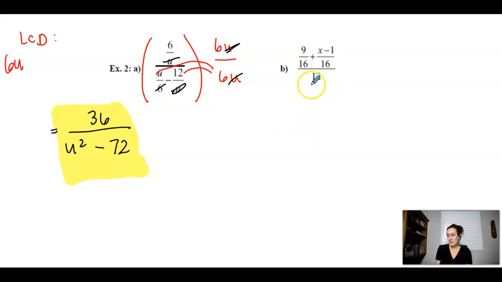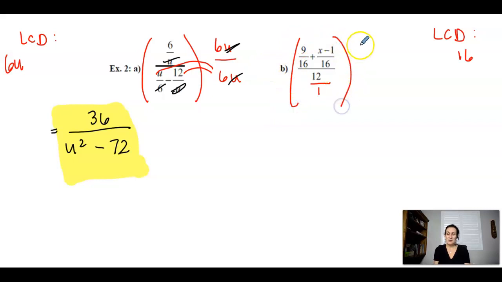Example 2b, we have 16 on the bottom. And be careful because this is really 12 over 1. So for the LCD, you have a 16 and a 1. So the LCD is 16. So you're going to take the fraction and multiply the whole thing by 16 over 16.